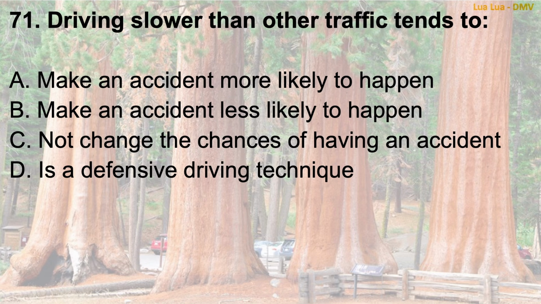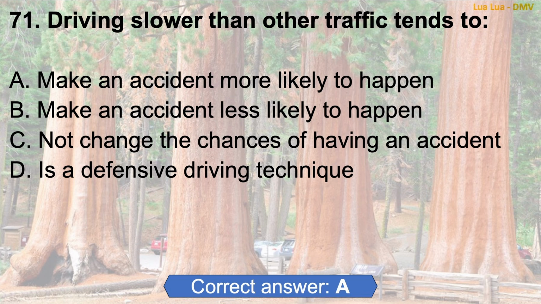Question 71. Driving slower than other traffic tends to A. Make an accident more likely to happen. B. Make an accident less likely to happen. C. Not change the chances of having an accident. D. Is a defensive driving technique. The correct answer is A. Make an accident more likely to happen.